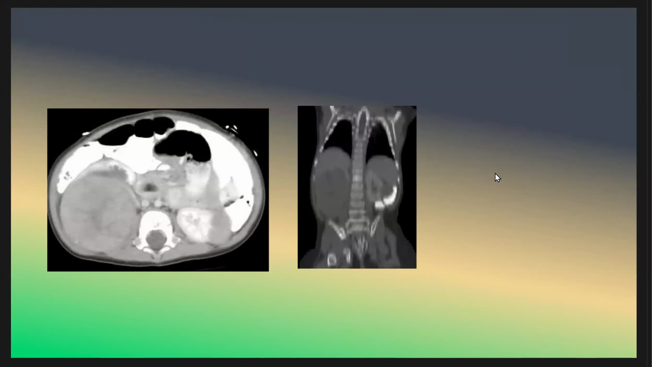Here is another patient, a 10-month-old boy. What do you think about this patient? As we see here, we have bilateral renal masses, and these are renal masses bilateral, and the age is 10 months, so it is a bilateral renal tumor.